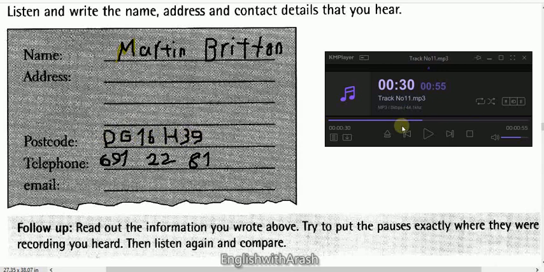Let's check it. Postcode DG16H39. My telephone number is 691-2281. That's 691-2281. And my email address is mbrit, that's mbrit, at jetcom, that's jetcom.uk. So there is a .uk here, and we have the at. So we just have to fill in the blanks here, right?